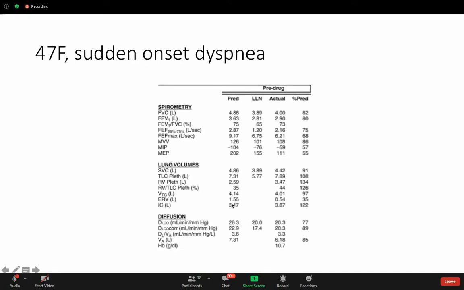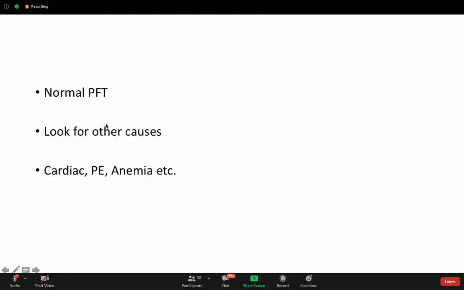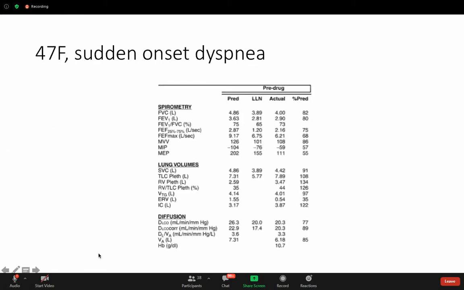So basically, DLCO is not bad when you correct it. It's 89%. So really, in this individual, we're going to look for other causes, in particular anemia or PE. When you correct the DLCO, it becomes 89. That means there is a factor like anemia contributing to the low DLCO. Okay, and look at the hemoglobin, it's 10. So she's already anemic.